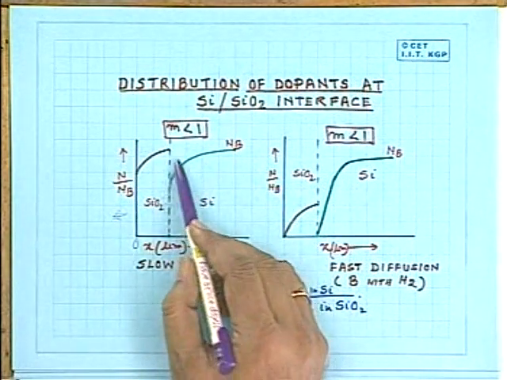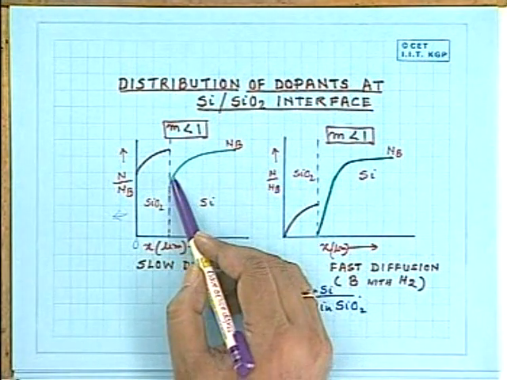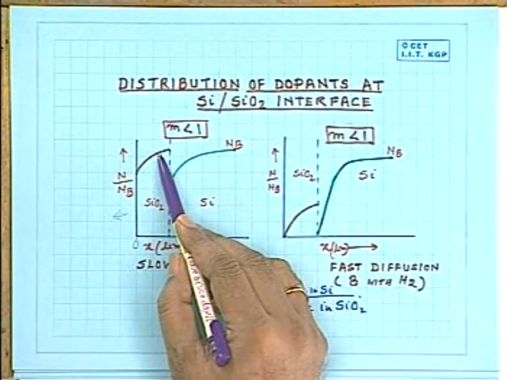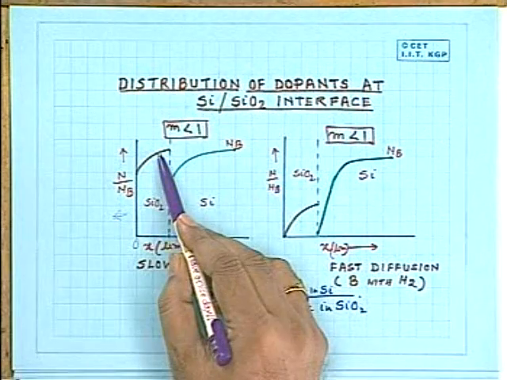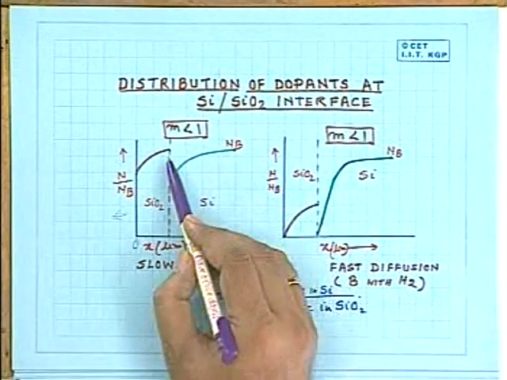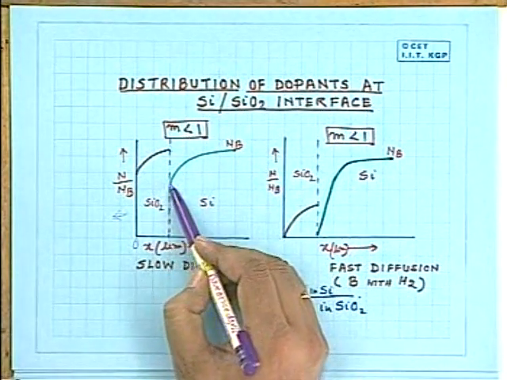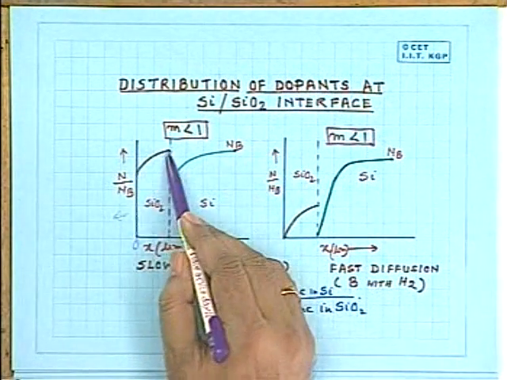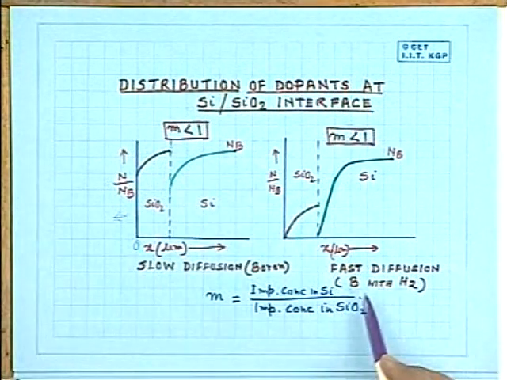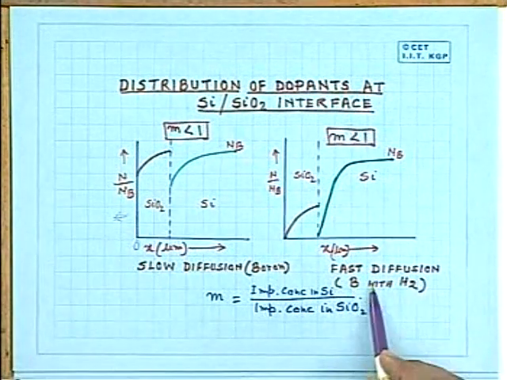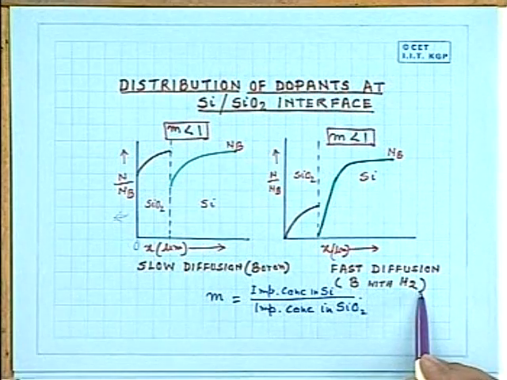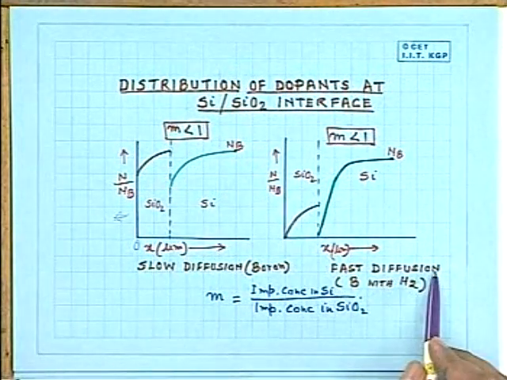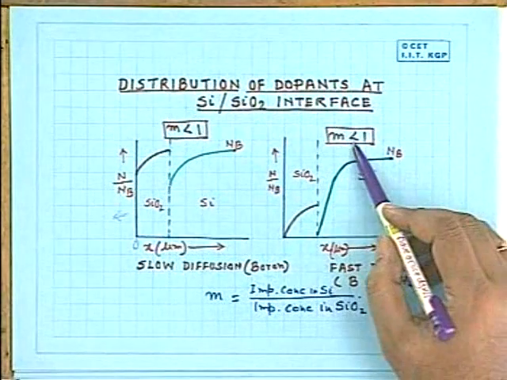So it is gradually decaying because the doping atoms are evaporating. Similarly, from the silicon, the dopant atoms will also go into the silicon dioxide in the drive-in diffusion process. And all the time, since M is less than 1, this point will be at the higher N by NB and this at the lower. But if the diffusion is fast, an example is boron with hydrogen. In the presence of hydrogen, boron diffusion is fast, and there also M is less than 1.